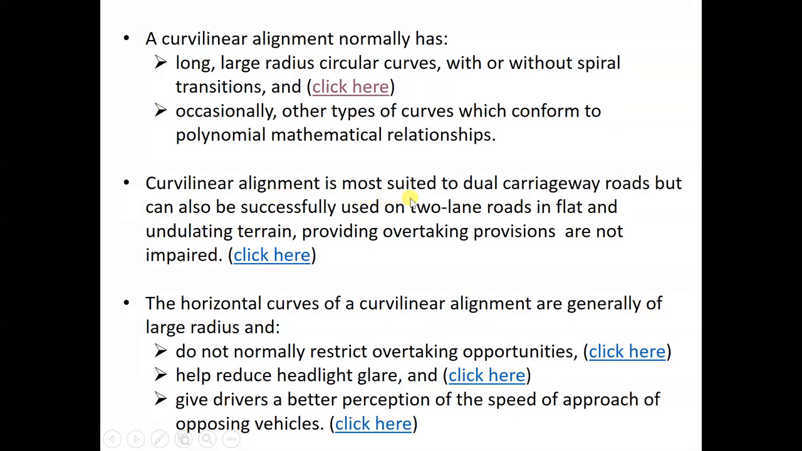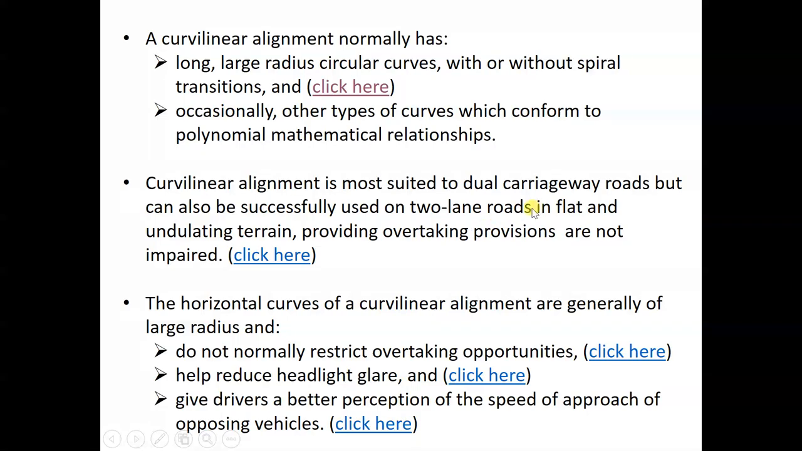Curvilinear alignment is most suited to dual carriageway roads, but can also be successfully used on two-lane roads in flat and undulating terrains, providing overtaking provisions are not impaired. For the two-lane road, there needs to be overtaking maneuvers, because sometimes you might come up to a slow moving vehicle, so you need to overtake. If there is no straight, then this curvilinear road should provide good sight distance, so you can see quite far ahead and do the overtaking.